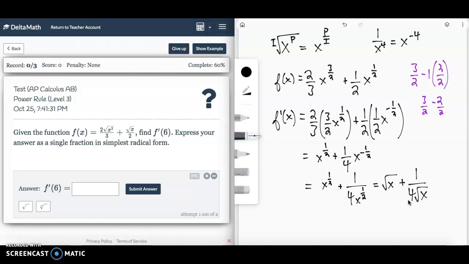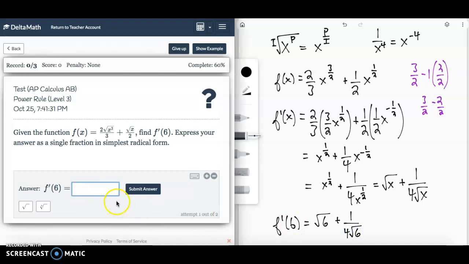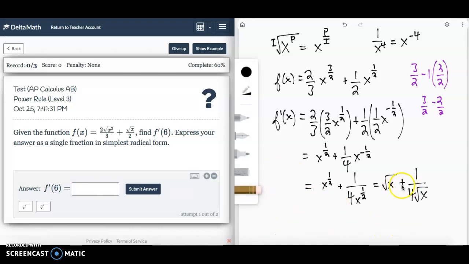And then I'm trying to find f prime of 6, so then I'm actually going to plug in 6 into this answer, which is not going to change very much. You can't actually take the square root of 6, so this will be in simplest radical form. Oh, as a single fraction. Oh, that's so mean. Hold on. I just read what it wanted me to do. Gotta get common denominators and actually combine these things.